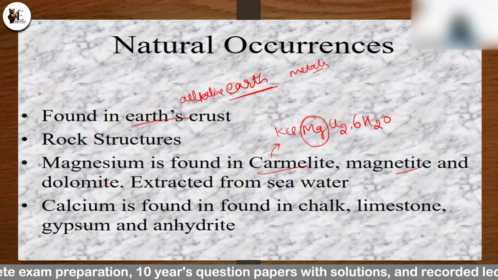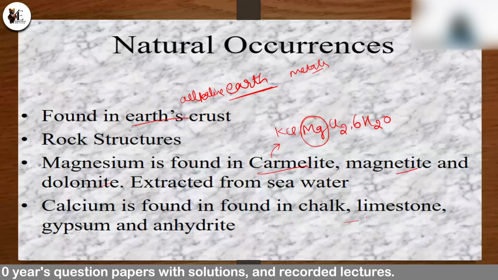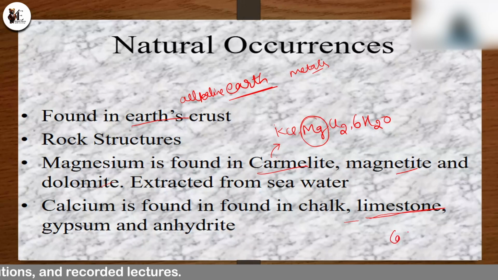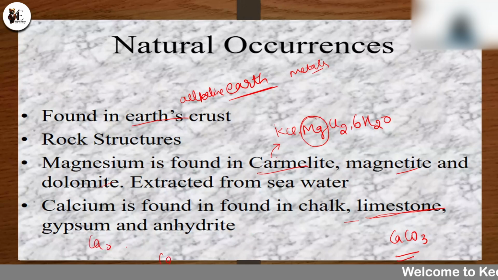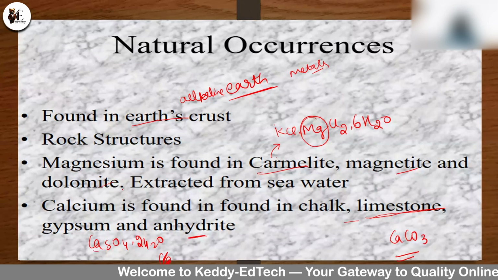Now if we talk about calcium, it is found in chalk and limestone. Do you know the chemical formula for limestone? Calcium carbonate. Okay, limestone is calcium carbonate. Gypsum is also important. You can write down CaSO4.2H2O for gypsum. Anhydrite is what you get when you remove the water from gypsum. From these we can extract calcium easily. Write it down.